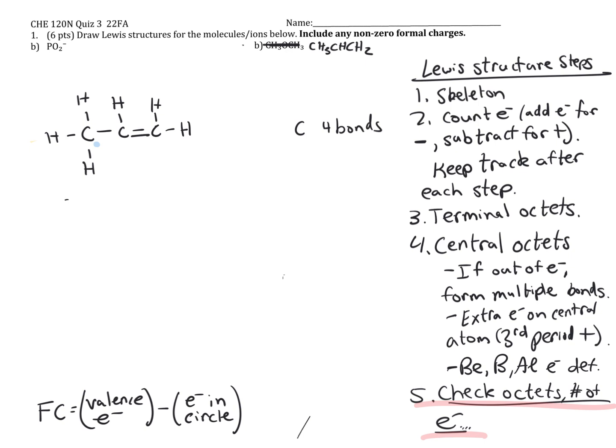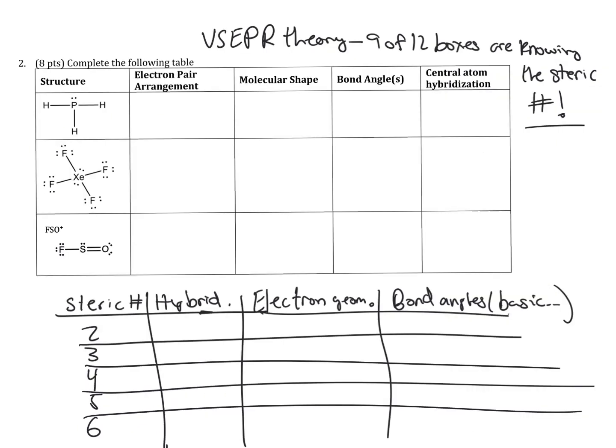So all formal charges are 0. We have all of our octets and duets on each atom. And so this is the correct Lewis structure. This second one, again, was sort of a little perplexing to me.